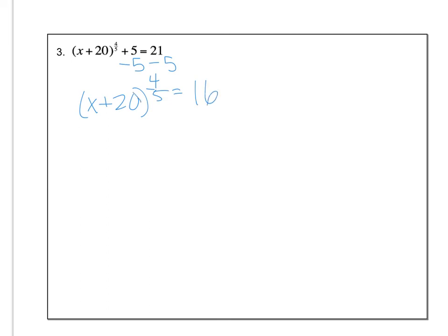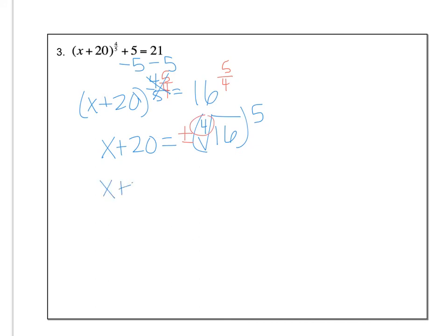And then we have to use the reciprocal power. So I'm going to write a 5/4 next to it, and then on the right side I'm going to keep it teeny tiny 5/4. Those cancel each other out. You get x plus 20 left equal to, now this is the 4th root of 16 to the 5th power. Since it's a 4th root, you do need to add a plus or minus sign because that's an even root this time. So we get x plus 20 equals, the 4th root of 16 is 2, and then 2 to the 5th power is 32, so it's going to be plus or minus 32.